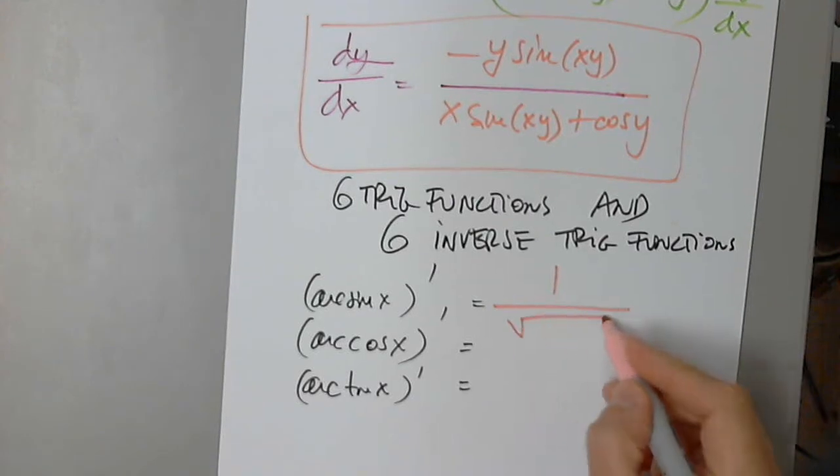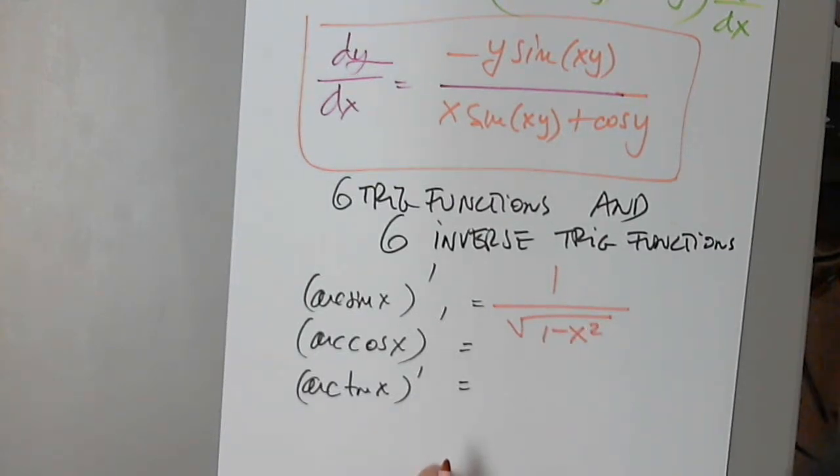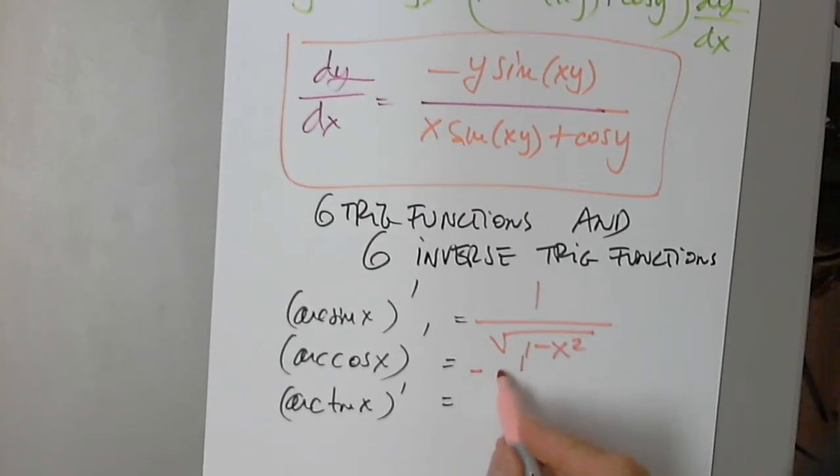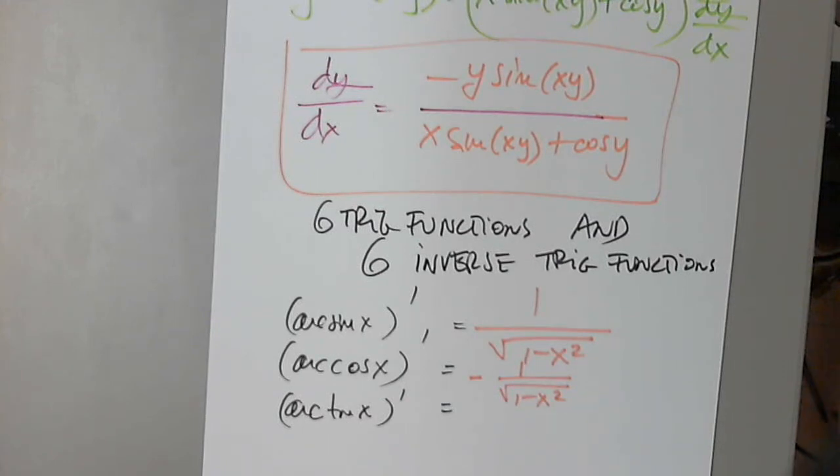Arc sine prime is 1 over the square root of 1 minus x squared. Arc cosine prime, same thing with minus in front. And arc tangent, 1 over 1 plus x squared. So the first 2, when we differentiate the inverse function of sine, it's 1 over the square root of 1 minus x squared. When we differentiate the inverse of cosine, it's negative 1 over the square root of 1 minus x squared. And arc tangent prime is 1 over 1 plus x squared.